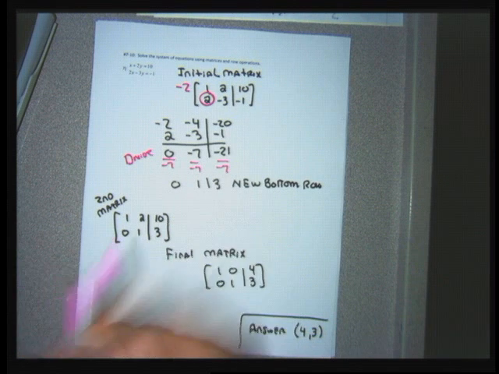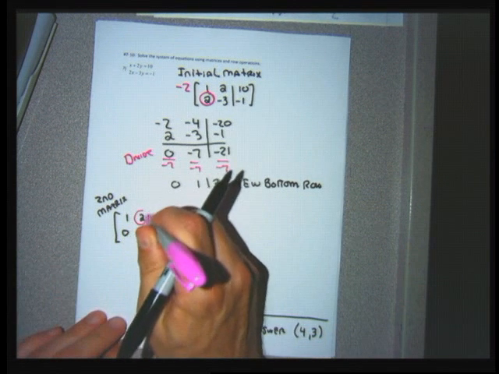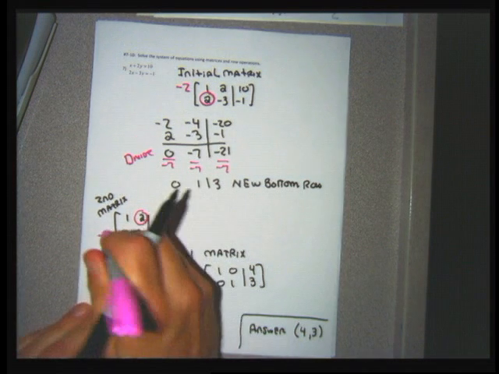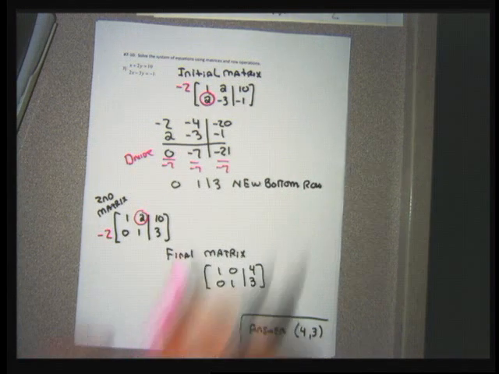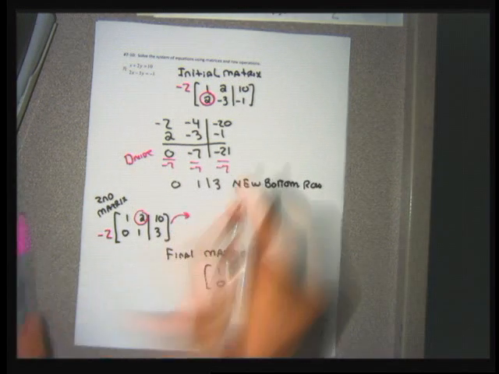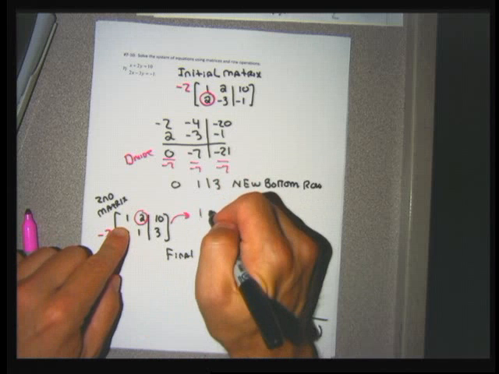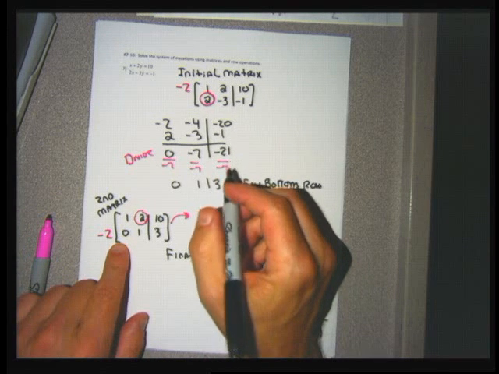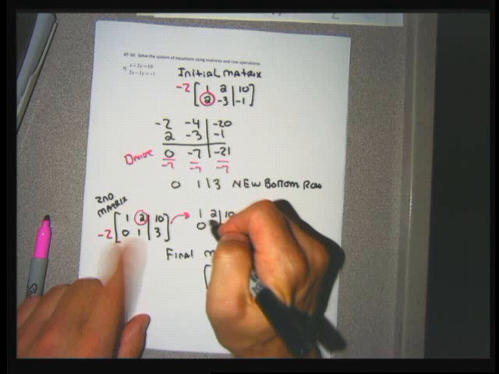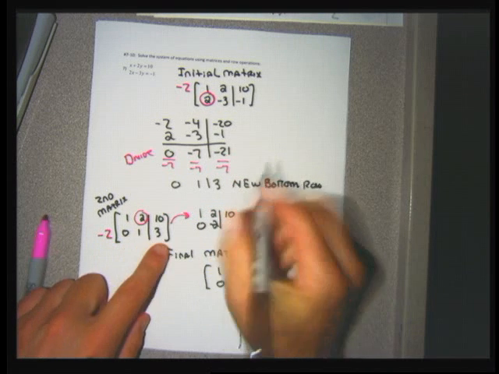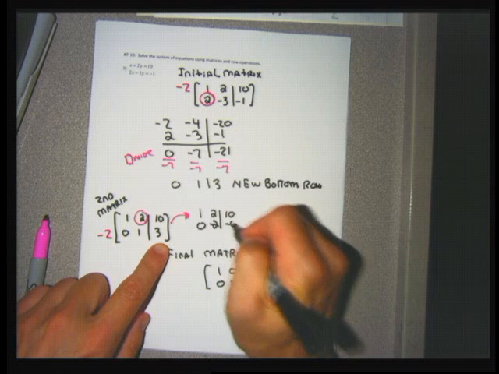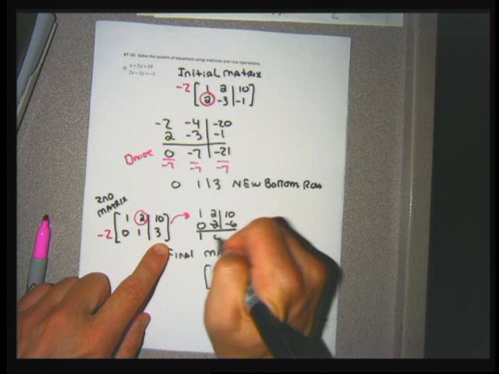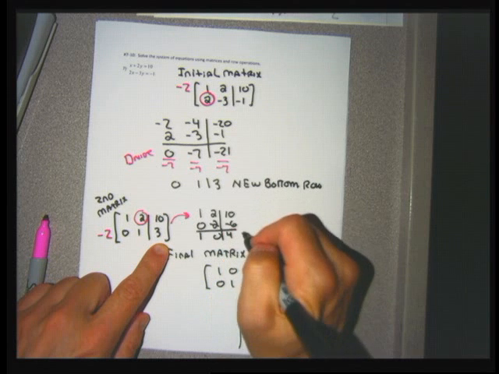The next step is to make this into a 0. To do that, again, I'm going to multiply by negative 2, but this time the bottom row by negative 2. When I do that multiplication, I'm going to leave the top row at 1, 2, and 10. Multiply the bottom row by negative 2. Negative 2 times 0 is 0. Negative 2 times 1 is negative 2. Negative 2 times 3 is negative 6. I add these together and get 1, 0, and 4. That's going to be my new top row.